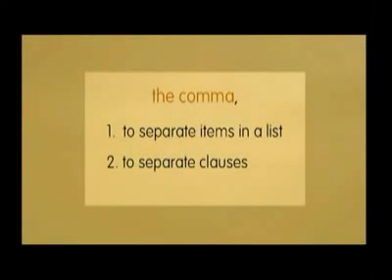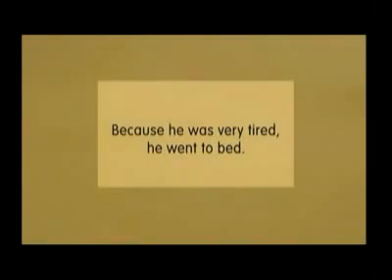A second use of commas is to separate clauses in a sentence. We use a comma to separate dependent and independent clauses, but only when the dependent clause is first in the sentence. This sounds complicated, but it's not really. Here's an example of a dependent clause, because he was very tired, followed by an independent clause, he went to bed. Notice that we use a comma. Because he was very tired, comma, he went to bed.